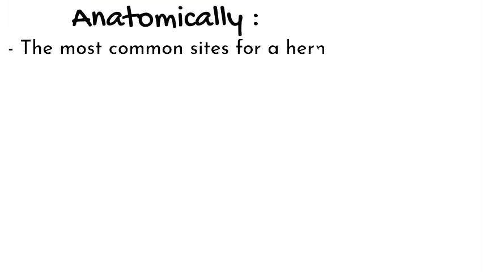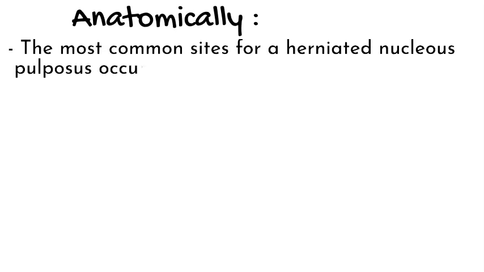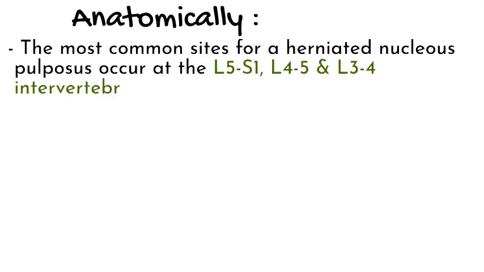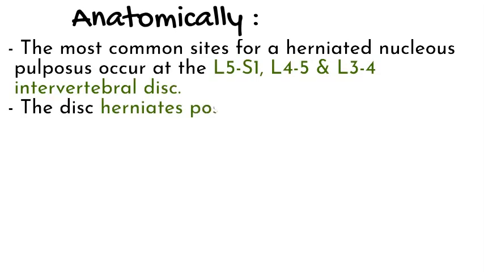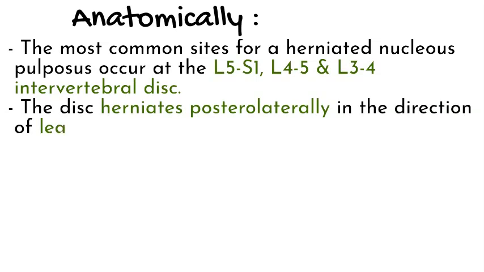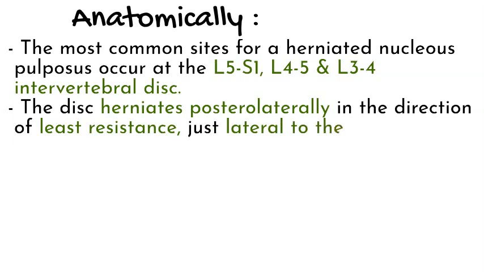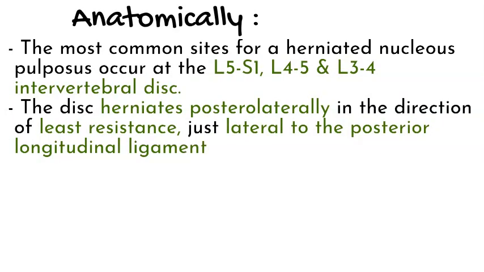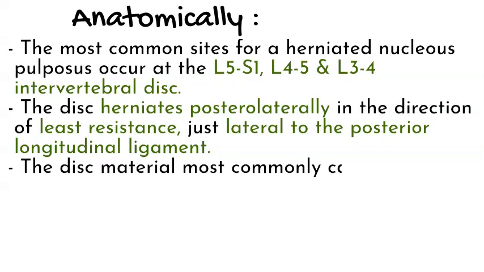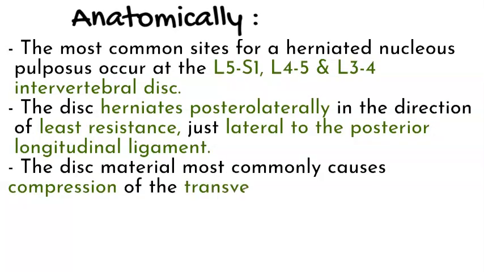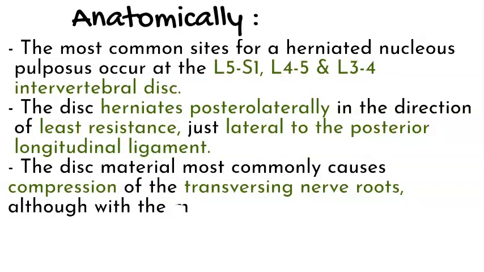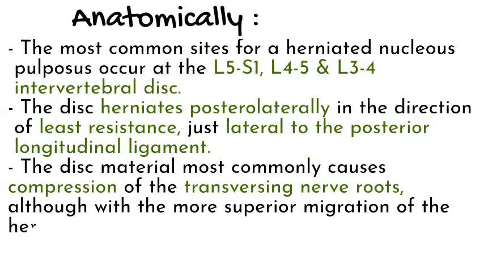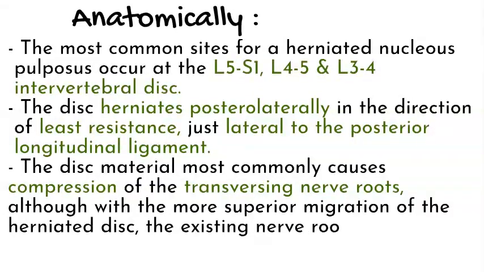Anatomically, the most common sites for a herniated nucleus pulposus occur at the L5-S1, L4-L5, and L3-4 intervertebral discs. The disc herniates posterolaterally in the direction of least resistance, just lateral to the posterior longitudinal ligament. The disc material most commonly causes compression of the traversing nerve roots, although with the more superior migration of the herniated disc, the exiting nerve root can be affected.